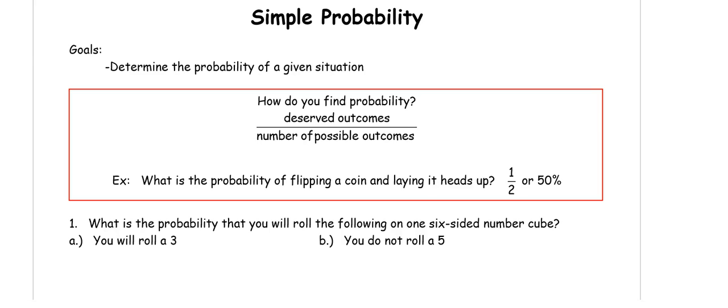This video is about simple probability. So we're going to determine the probability of a given situation. So how do you find probability? It's the number of desired outcomes over the number of possible outcomes.